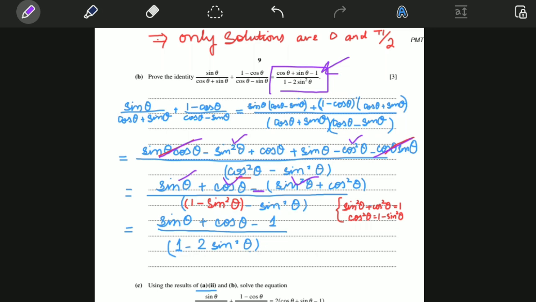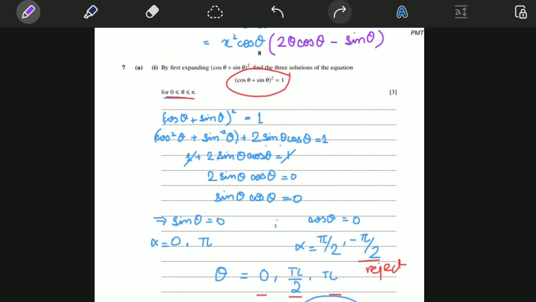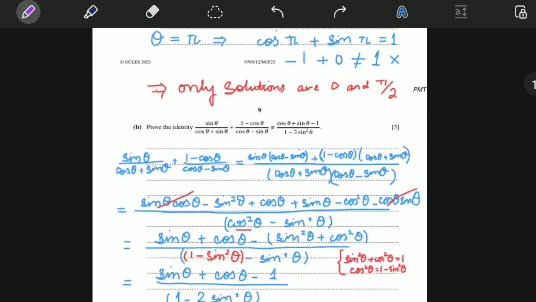That can be changed into sin square by using this form of the formula, that cos square theta is equal to 1 minus sin square theta. So substituting this, you will get 1 minus 2 sin square theta. This is it. I hope you'll get it.